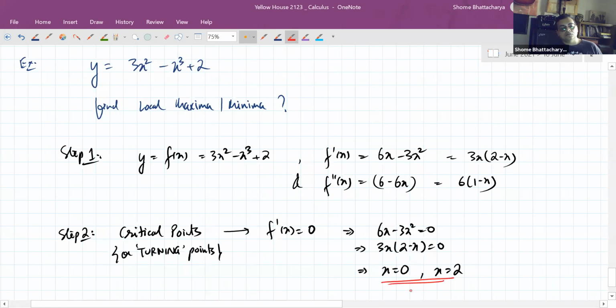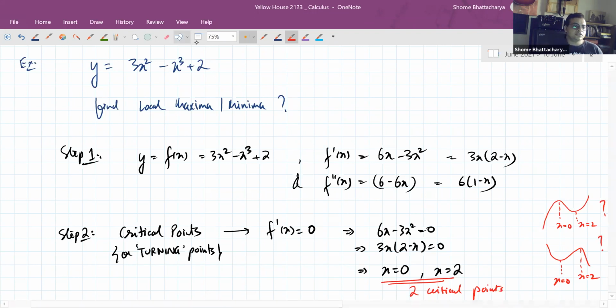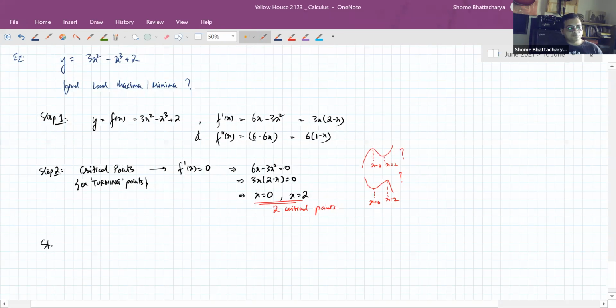These are our two critical points. So typically you can visualize that two critical points will either mean that the function looks like this or that the function looks like this. So either at 0 it's having a local maxima and at 2 it's having a local minima, or at 0 it's having a minima and at 2 it's having a local maxima. We still have to figure out which of these two is happening. So for that we have the third step, which is not the chain rule step, but the second derivative test.